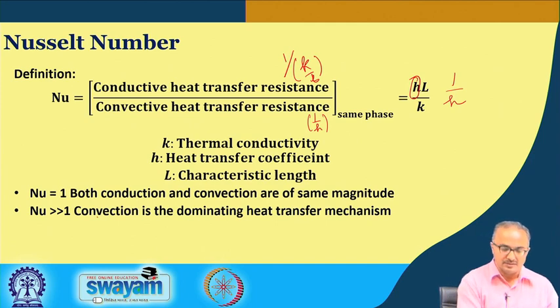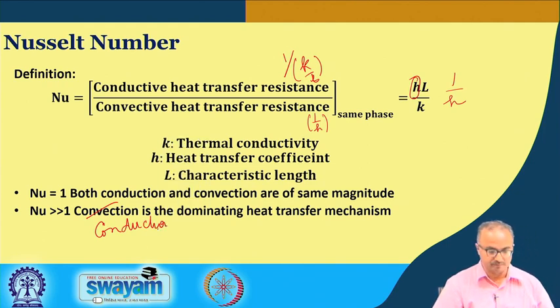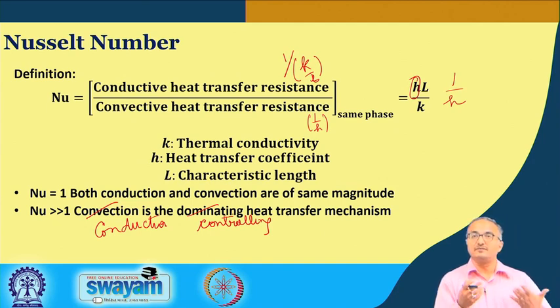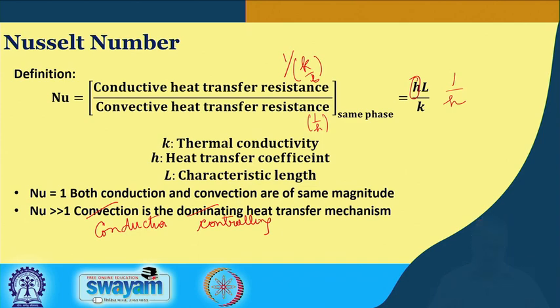That means conduction is the dominating, the controlling heat transfer. That means we need not consider the convection, and we only have to focus on the conduction part. Okay. So, if it is very much less than 1, then we talk of the convective heat transfer resistance being more than the conduction. That means the particular fluid is highly conductive. Okay.